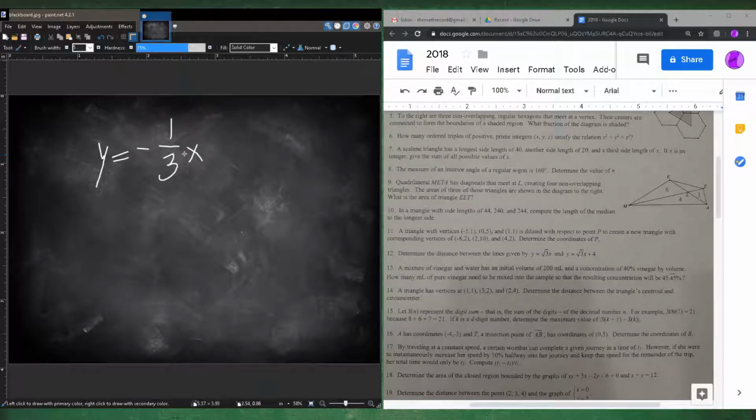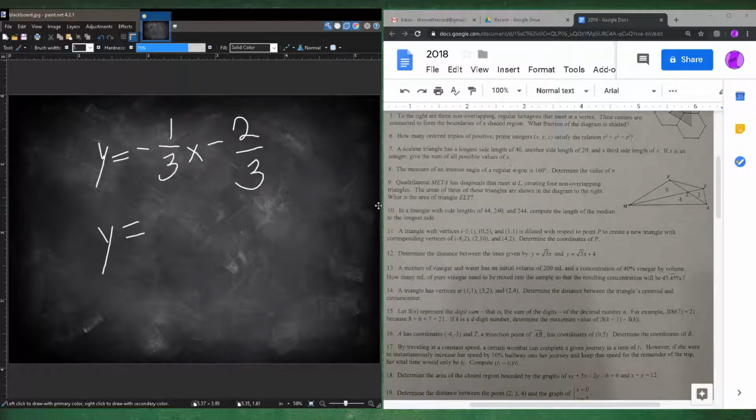So plug in -5 here. That's 5 over 3. But we need 1. 1 is just 3 over 3. So this is just -2 over 3. Right? Which also satisfies the other point because it's -8. Plug in -8. That's 8 over 3, because negative times negative is positive. So 8 over 3 minus 2 over 3 is 6 over 3, which is equal to 2. So this equation is true, which goes through (-5, 1) and (-8, 2).